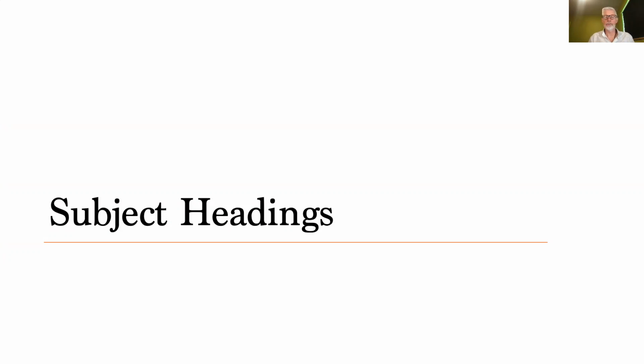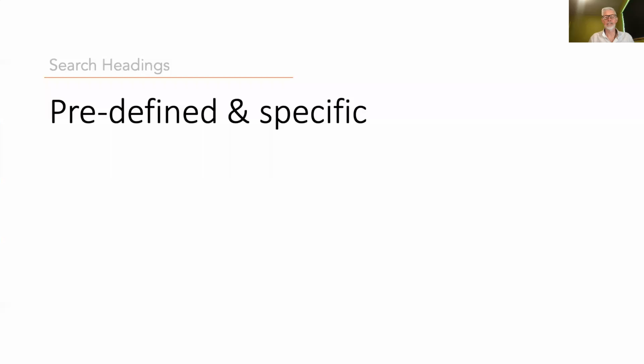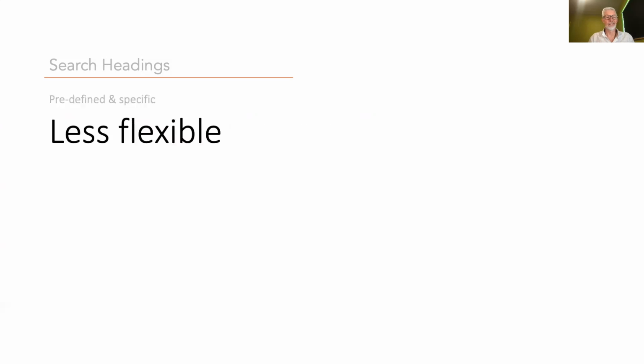And this is done by a third party. It's not done by the author. So what is it? It comes from a controlled vocabulary. It's predefined and specific. It is a very precise way to describe a concept or an idea in a database. It is less flexible than just doing a keyword search. You must use the exact subject heading to find that concept. But when you do that, you're going to find exactly what you're looking for.